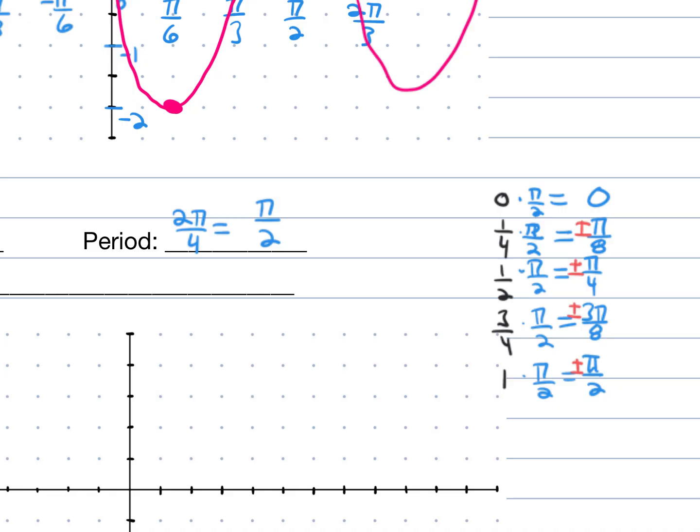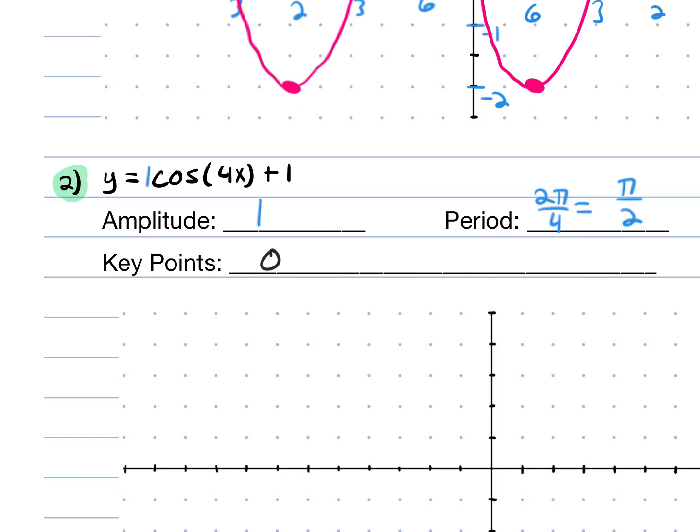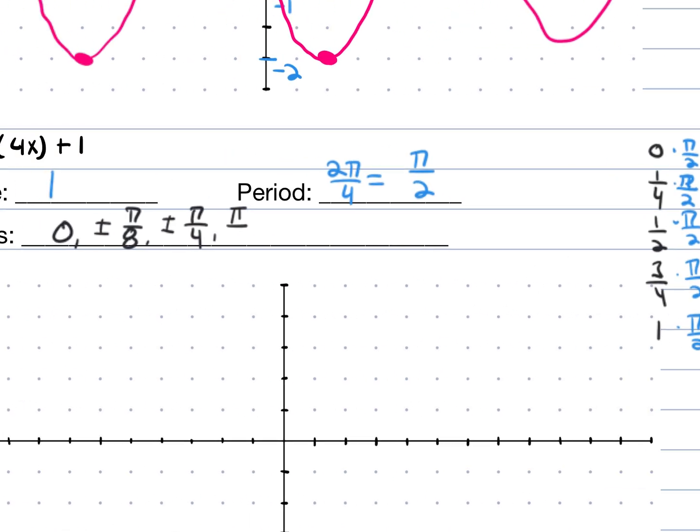And then once again, you don't really have to rewrite them now that you already have them. You can just circle them and say, okay, these are the key points. I'll just write them out anyway. So this is 0 plus minus pi over 8, plus minus pi over 4, plus minus 3 pi over 8, and then plus minus pi over 2.